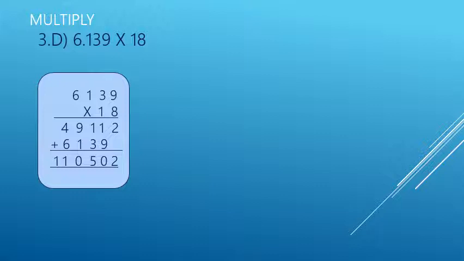It is 3. So what we are going to do? We will place the decimal point in the product after 3 digits from the right hand side. Therefore, our product is 110.502.